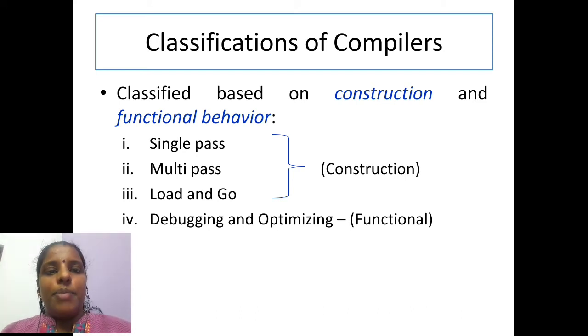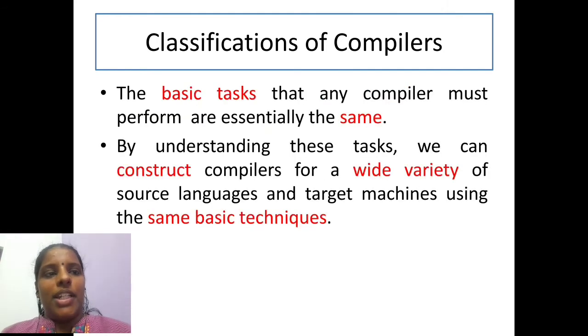Debugging and optimizing compilers are generally for debugging the errors and optimizing the lines of code. This is the special functionality of a compiler. However, the basic operation of all compilers must be the same, that is, to convert the high-level language, or source code, into a target code. By understanding these tasks, we can construct a wide variety of compilers with the same basic techniques.